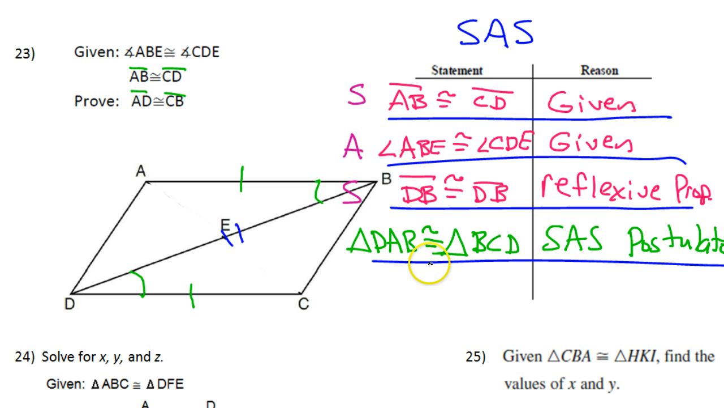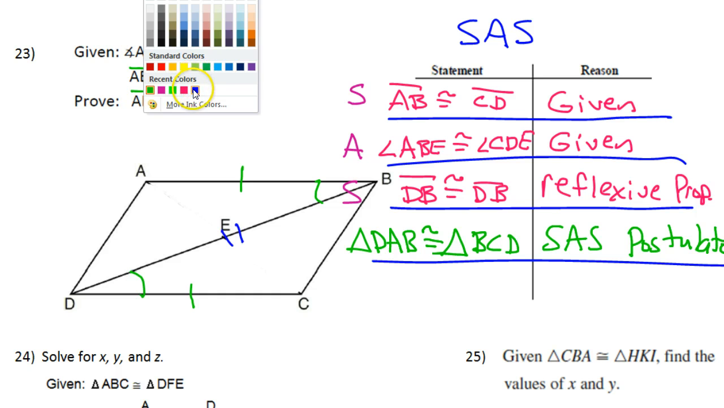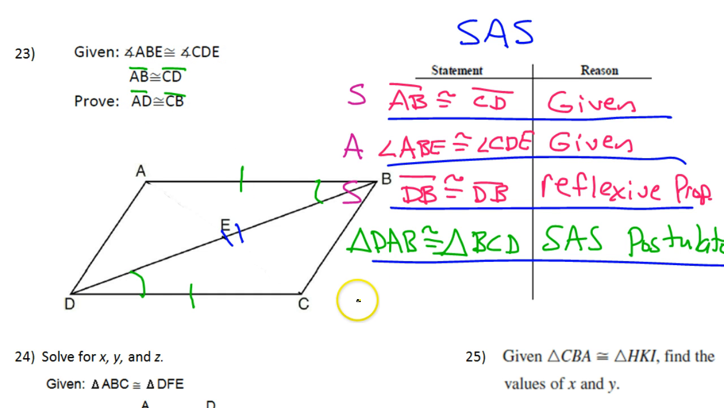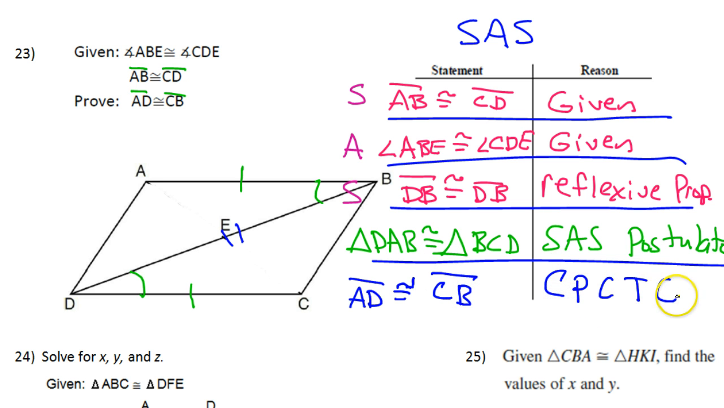Okay, now finally, now that we've shown that the two triangles are congruent, we can zero in on this pair of corresponding parts. So I can go ahead and say the thing I'm trying to prove. AD is congruent to CB because corresponding parts of congruent triangles are congruent.